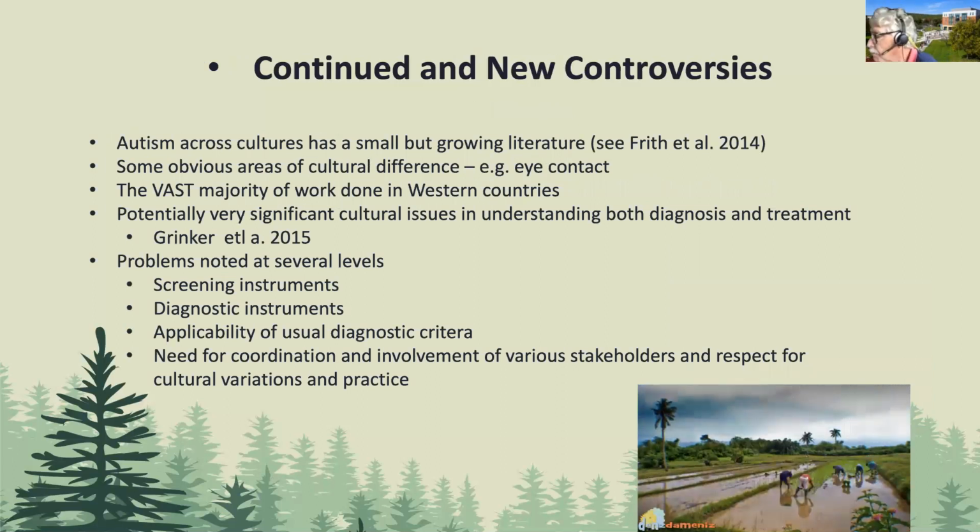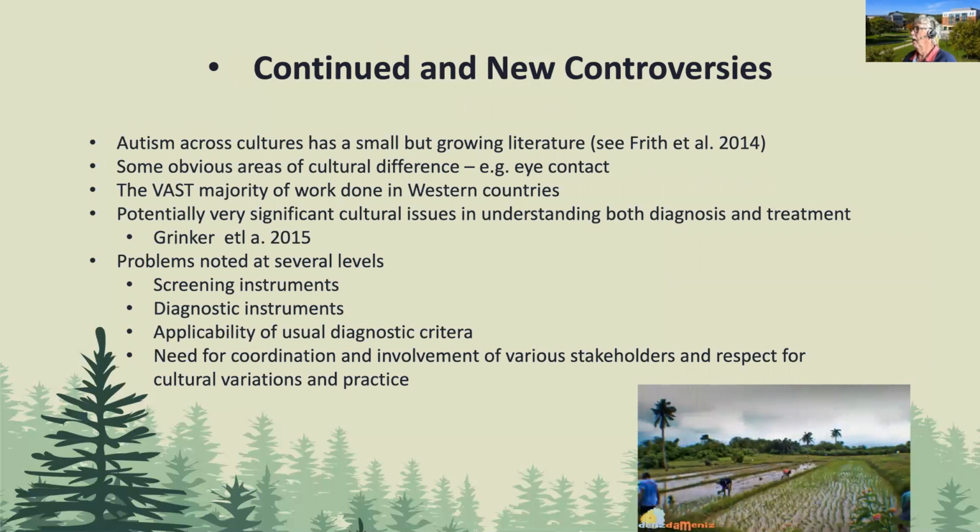Autism across cultures has a small but growing literature, and I would recommend the article by Frith and colleagues. There are some obvious cultural differences in things like eye contact. The vast majority of research work is done in Western cultures. Roy Grinker has talked about the very significant cultural issues that may impact both diagnosis and treatment. And we see problems at several levels with screening instruments, diagnostic instruments, the usual diagnostic criteria, and the need for coordination and involvement of various stakeholders and respect for cultural variations and practice, that we can't just pluck down our US models of diagnosis and care into developing countries. We have to work with the developing countries and develop models that will be appropriate for them.